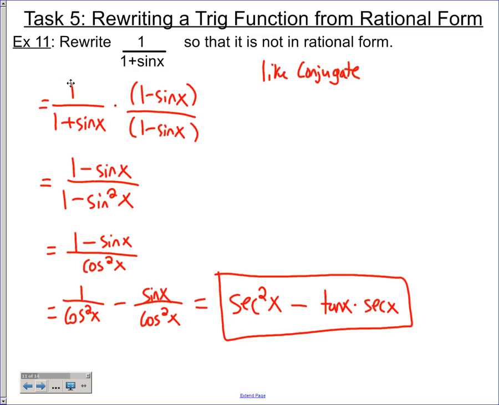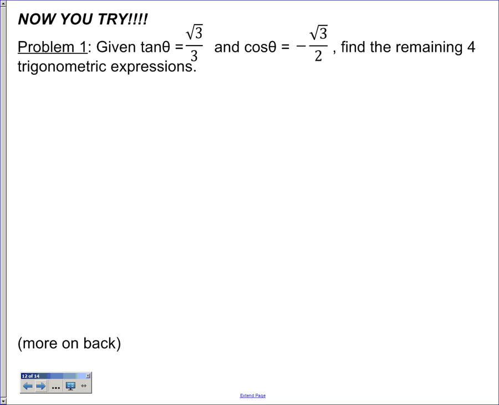So we see we're done with our fractions. There are no fractions left over, so our answer should be complete. We could always check it graphically or by plugging in some values for x to see if we actually simplified correctly. So that's the end of this lesson. You'll notice at the end of the notes you have some problems that you should try, so go ahead and try those now.